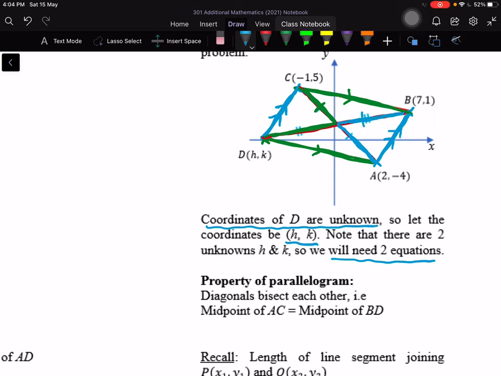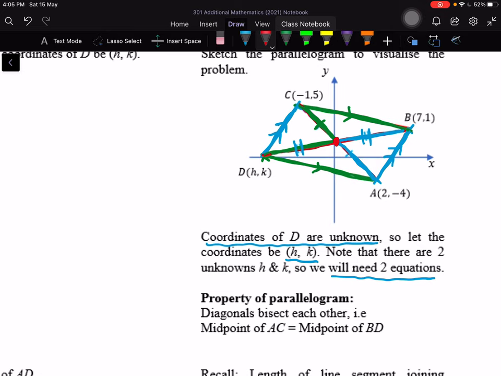So what does it mean? It means that this is the midpoint for both diagonals. The midpoint of AC also lies on the midpoint of BD. Take a look at it. If the diagonals bisect each other, this midpoint over here lies both on AC and BD, and is the same point. We are going to use this fact to find the coordinates of D.